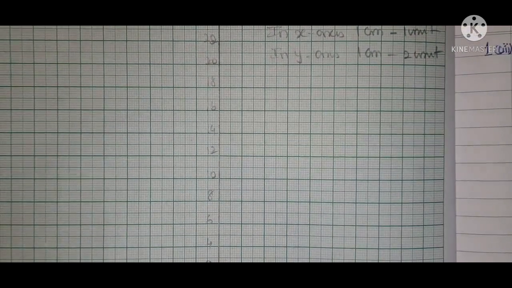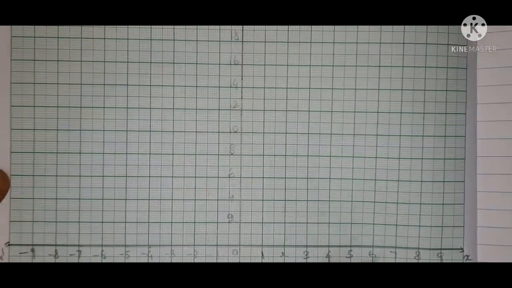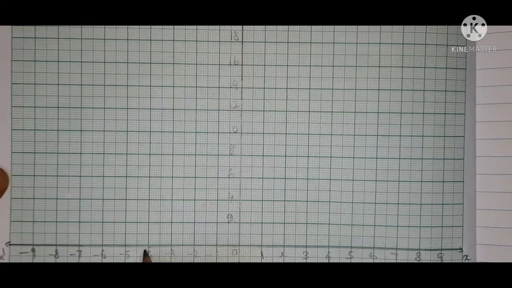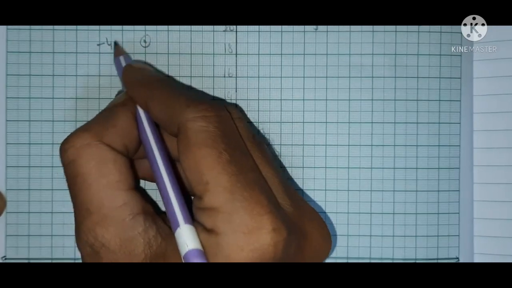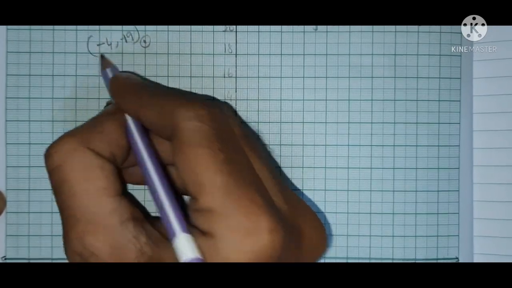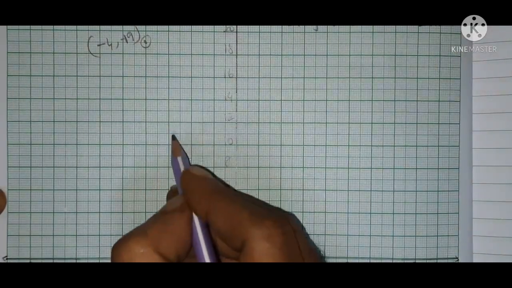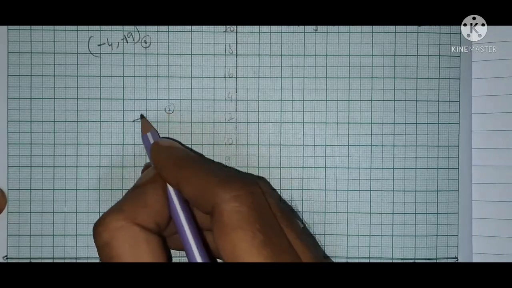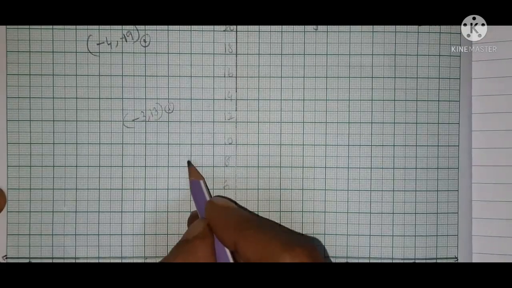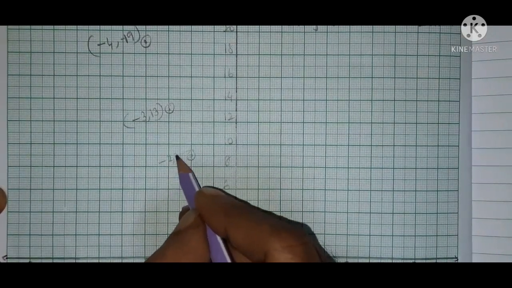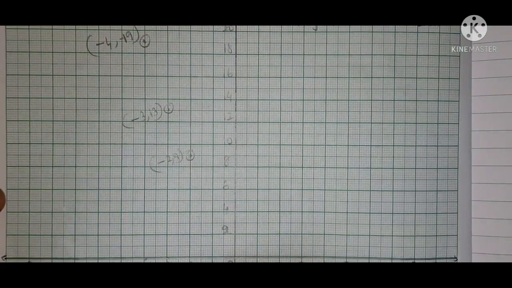The points we are going to plot. The first point is minus 4, 19. Minus 4 here, 19 is here. The second point, minus 3, 13. The third one, minus 2, 9. The fourth point is minus 1, 7.